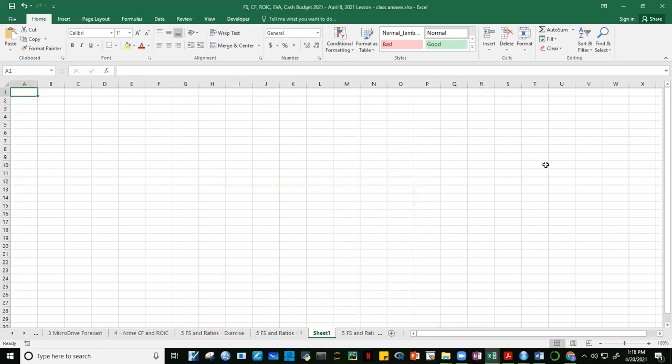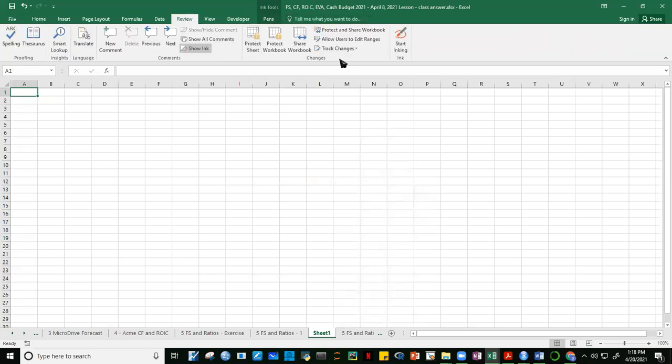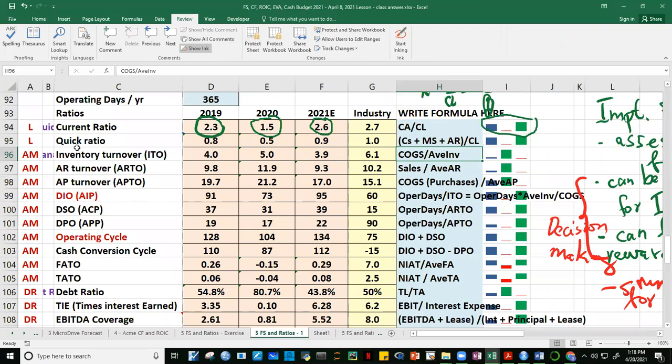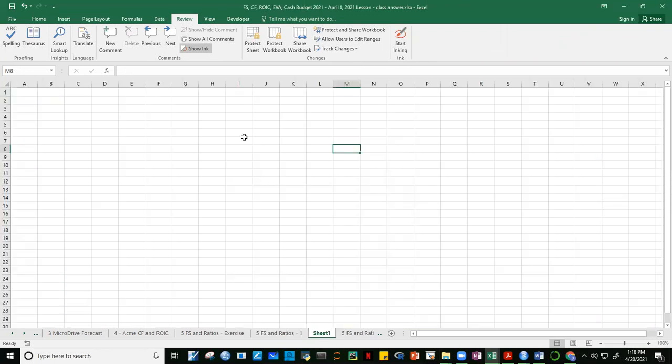Okay, so let's start first with our first measure. We're going to look at this ITO, ARTO, and APTO. So let me just illustrate it here.